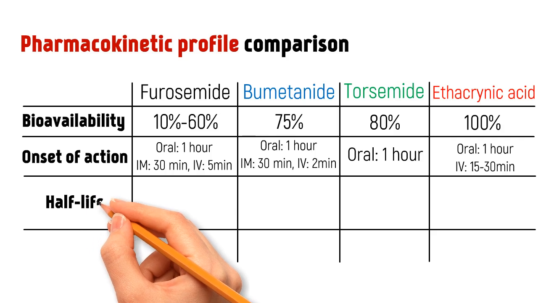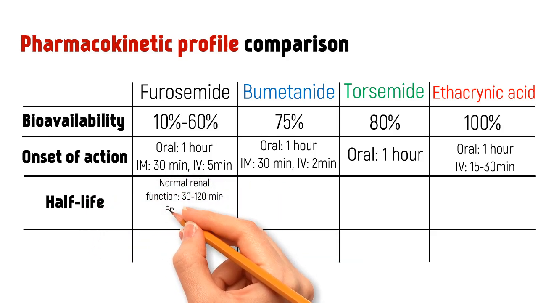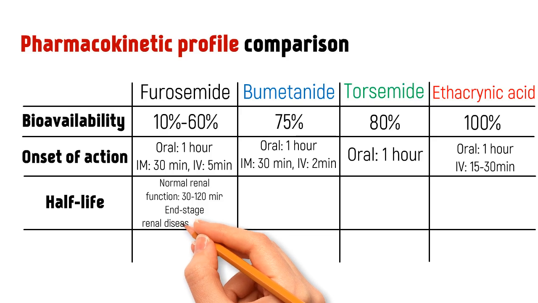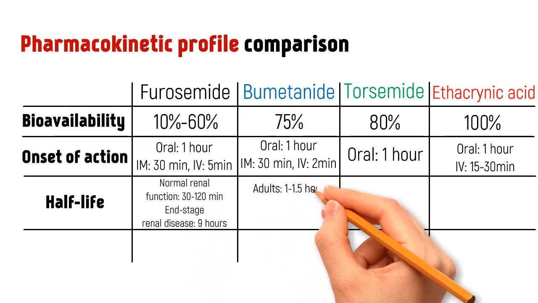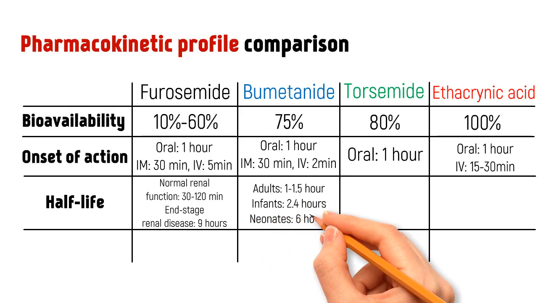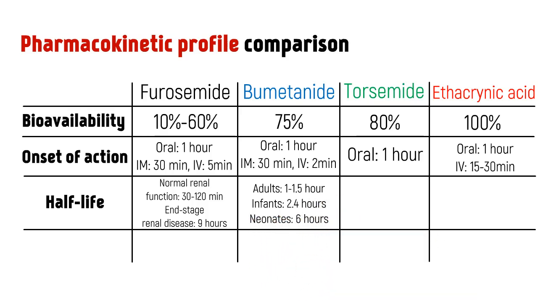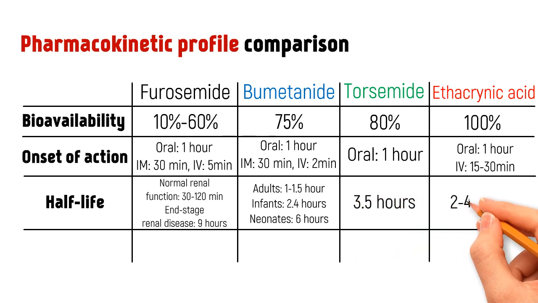The half-life of furosemide is 30 to 120 minutes in individuals with normal renal function, but extends to 9 hours in patients with end-stage renal disease. Bumetanide has a half-life of 1 to 1.5 hours in adults, 2.4 hours in infants over 1 month old, and 6 hours in neonates. Torsemide has a half-life of approximately 3.5 hours. For ethacrynic acid, the half-life ranges from 2 to 4 hours.